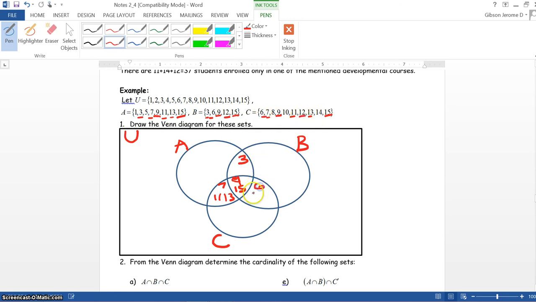So we will put 6 and 12. Now that takes care of all of the intersections. Now we look at the numbers that are just exclusive to A, B, and C, which is 1 and 5 for A. It's non-exclusive to B, but 8, 10, and 14 is exclusive to C. And the two numbers that are left out are 2 and 4, that will go here in the universal set.